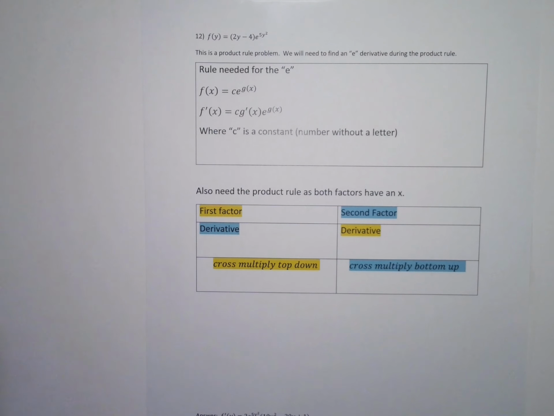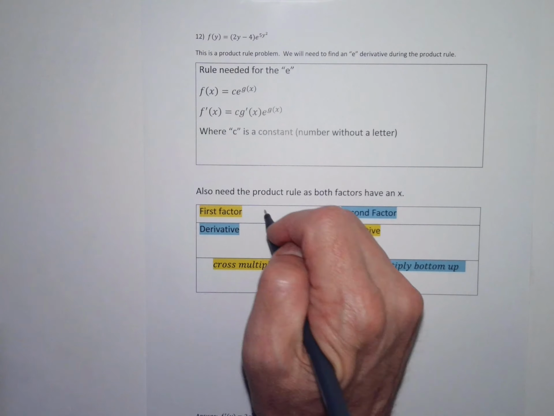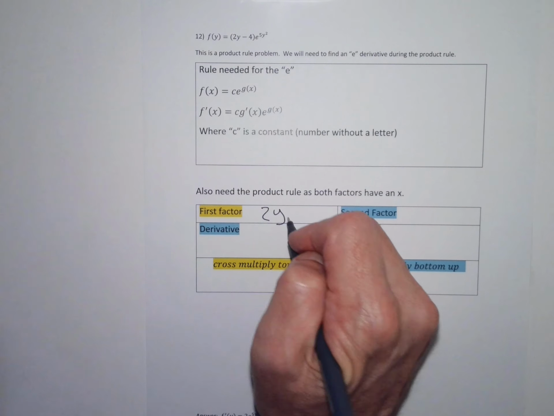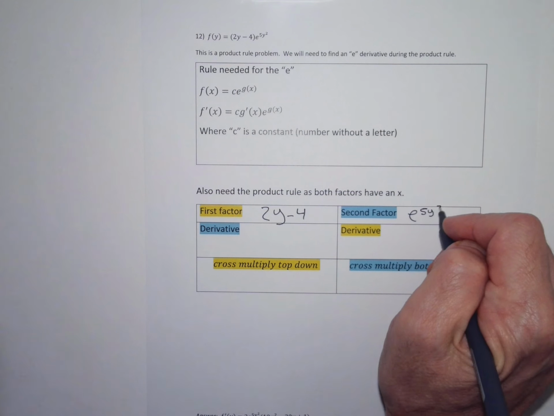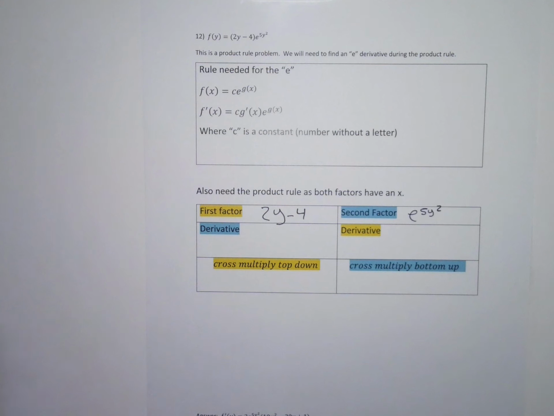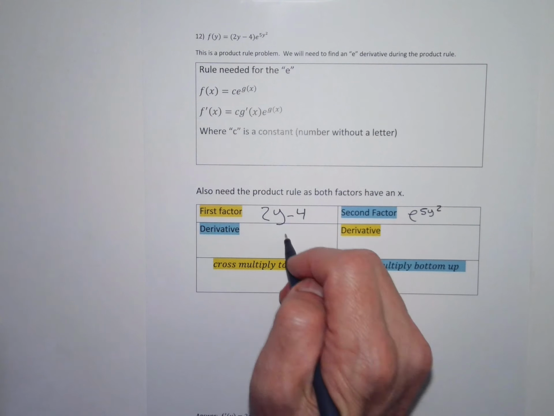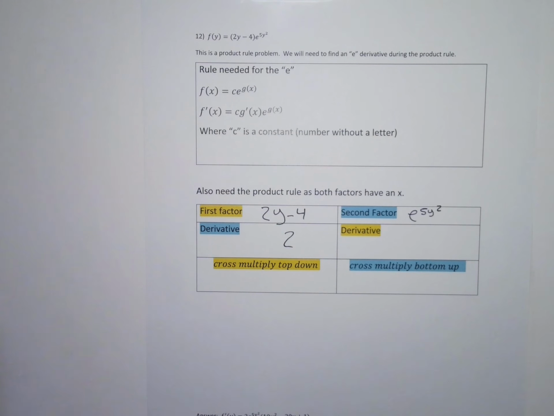Question 12 is multiplication, and both factors have a variable. So I need to use the product rule. I need to put the first factor, which is 2y minus 4, and the second factor, e to the 5y squared, in some sort of table. I usually don't get so formal with my table, but since it's easy on a computer, I can make a nice table. And then underneath I'll write its derivative. The derivative of 2y minus 4 is 4.